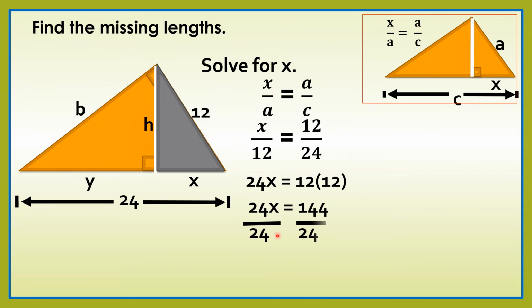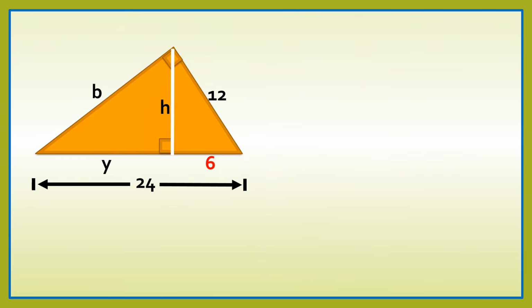To solve for x, we need to divide both sides by 24. So we can cancel 24 now. Matitira sa ating left side yung x. Then 144 divided by 24 is equal to 6. Therefore, ang ating x na ay 6. So gagamitin pa rin natin dito yung triangle na ginamit natin kanina. So, eto na yung 6 na nasolve natin kanina.